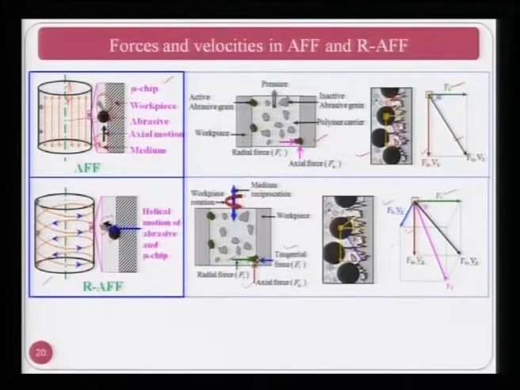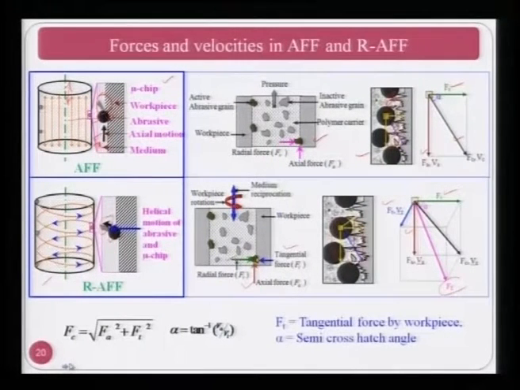As a result of that, you get the final finishing force, which is the resultant of all these forces, and we have found that the finishing rate has improved compared to abrasive flow finishing, and the final surface roughness value has gone down compared to what one achieves in the abrasive flow finishing process. Now, here also the cutting force is shown as the resultant of Fa square plus Ft square, where Ft is the tangential force by the workpiece, and alpha is the semi cross hatch angle, sorry.